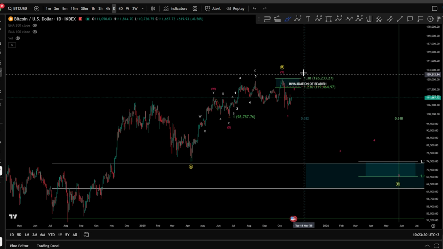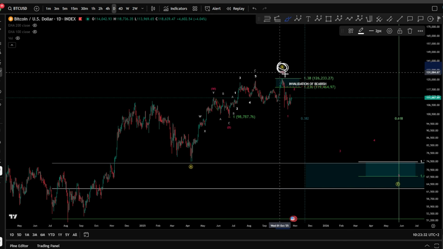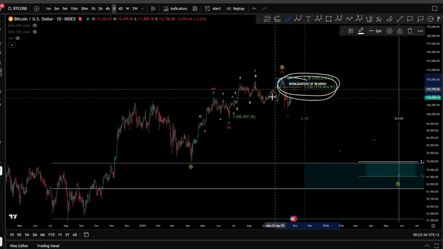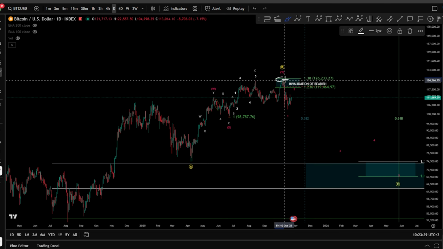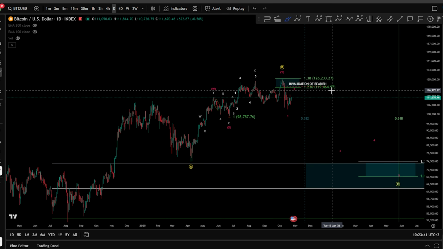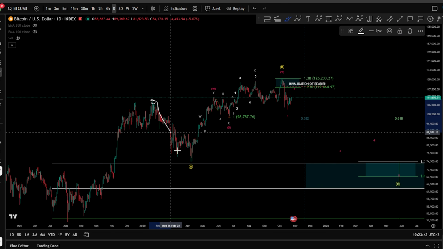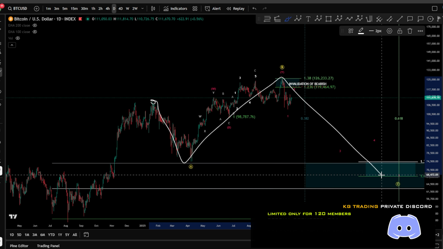And that means, of course, with the wave Y, you have finished a wave B here, and you got the perfect fib level for a wave B in an expanding flat, rejecting from there exactly at 1.38, taken from the wave A to the B to the C.